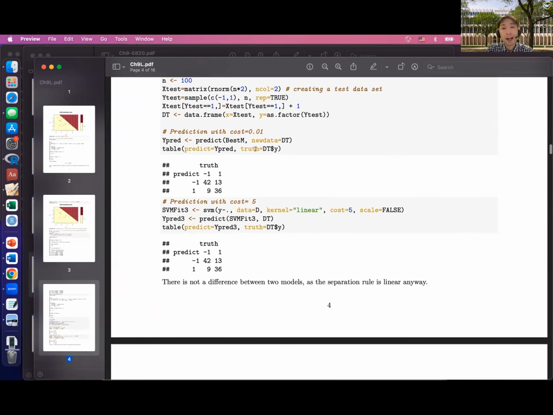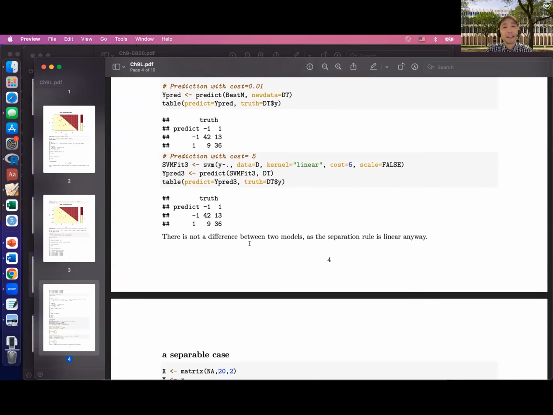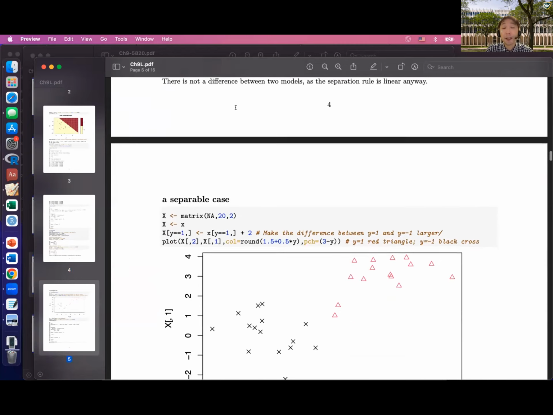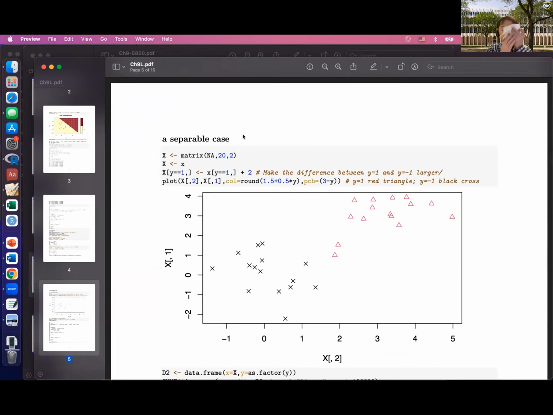With cost equal to 5, this is almost the same support vector machine, and we got the same answer. If we had a larger training set, these costs should probably have different test errors, but here, just by chance, these two don't have any difference.